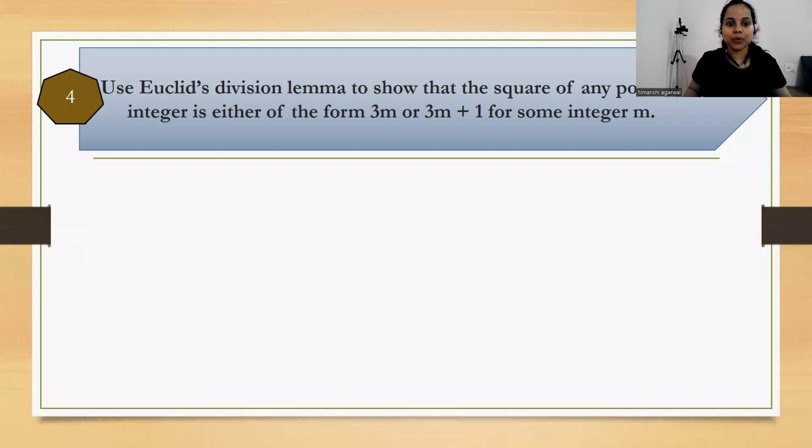So this is question number 4. Question 4 says: use Euclid division lemma to show that the square of any positive integer is either of the form 3m or 3m plus 1 for some integer m.